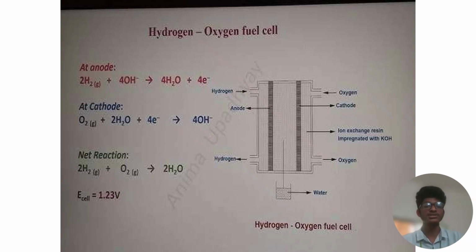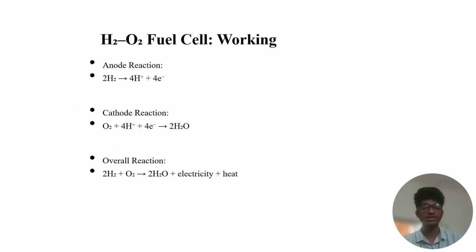Now at the anode reaction, 2H2 plus 4OH minus gives rise to 4H2O, that means water and electrons. At the cathode, O2 plus 2H2O, oxygen plus water plus electrons, gives rise to 4OH minus ions. Net reaction: 2H2 plus O2 gives rise to 2H2O, water. The E cell of the H2O2 fuel cell is 1.23 volts. Okay, next we move to the next slide.